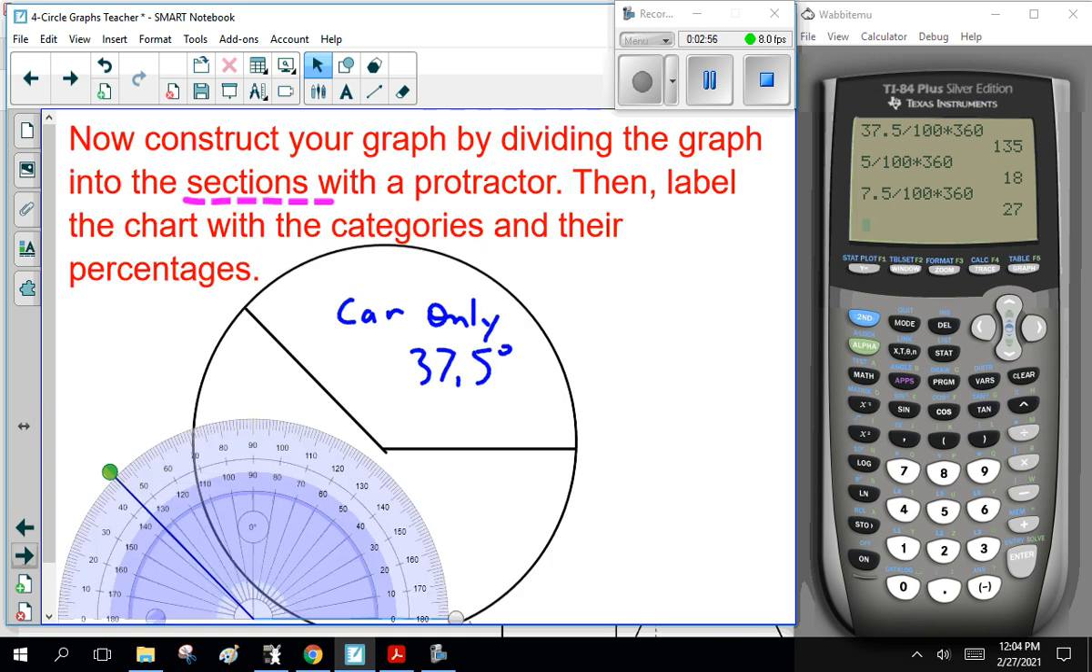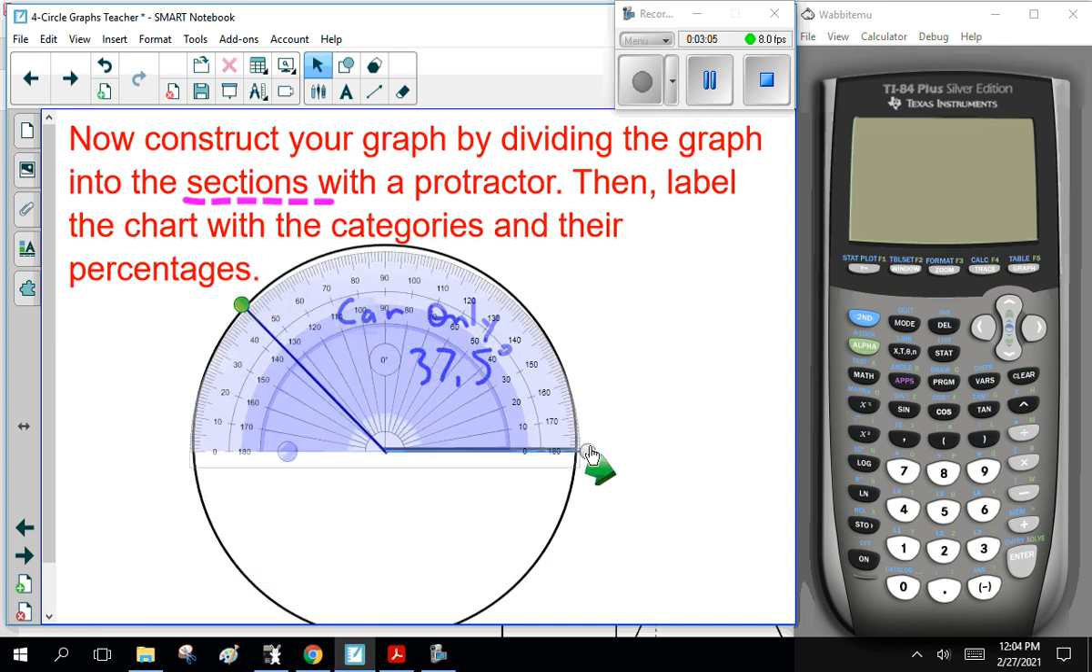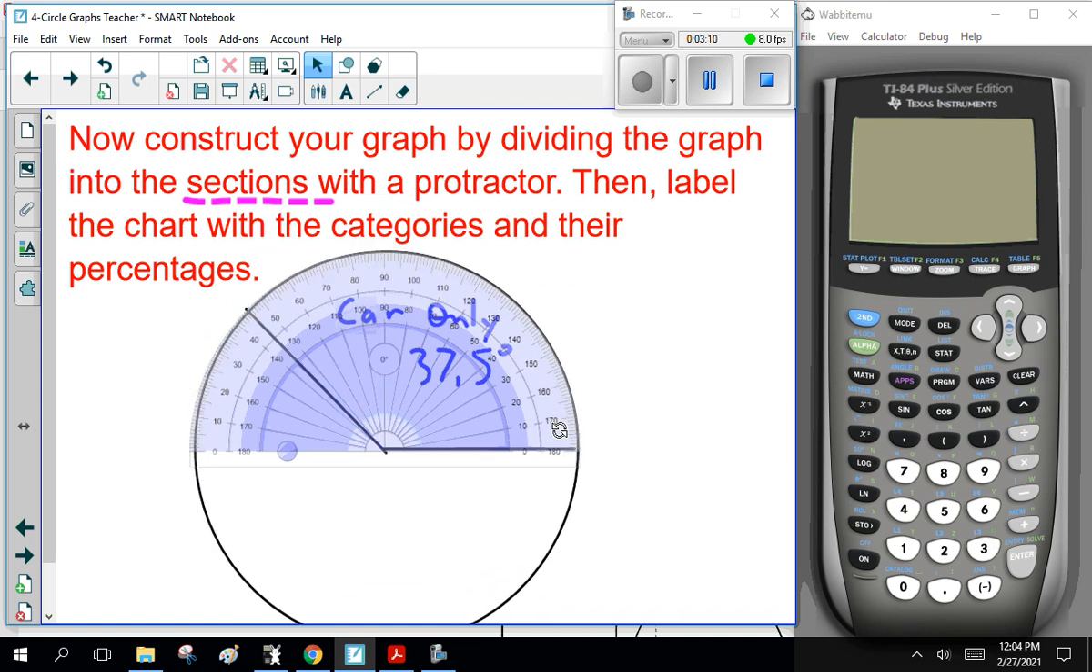So observe how I do this. Start somewhere. Now you have the fancy protractor. You have the protractors, so you can do this. No, stop that.